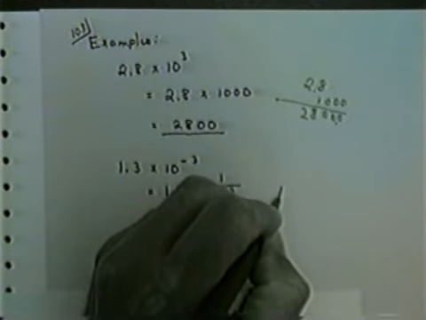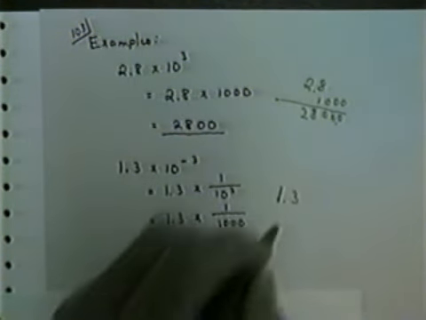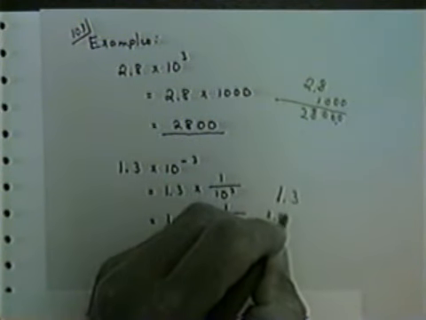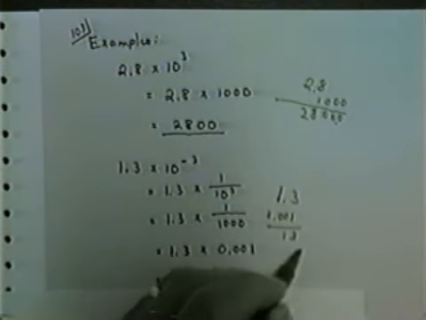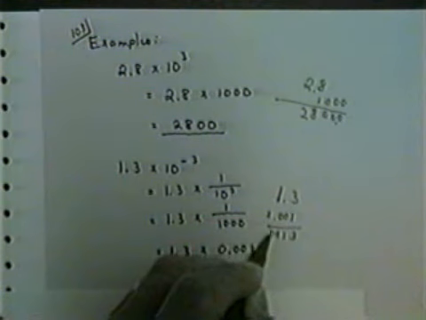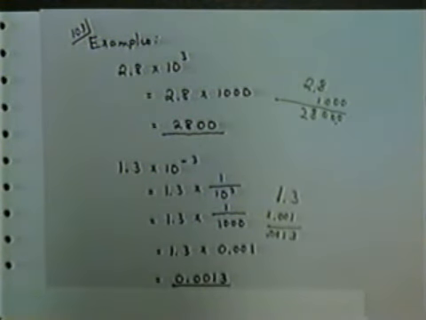Again, I'm going to multiply that and show you. We've got 1.3 times 1,000th. Well, 1 times 3 is 3, 1 times 1 is 1. I have to mark off 1, 2, 3, 4 places. So I get 0.0013, or 13/10,000.